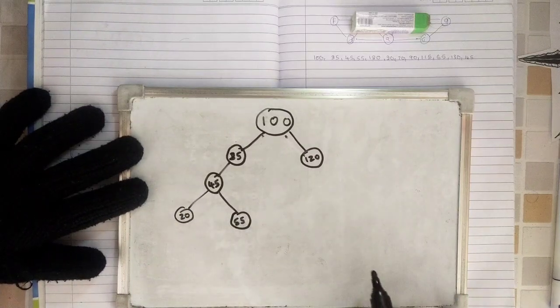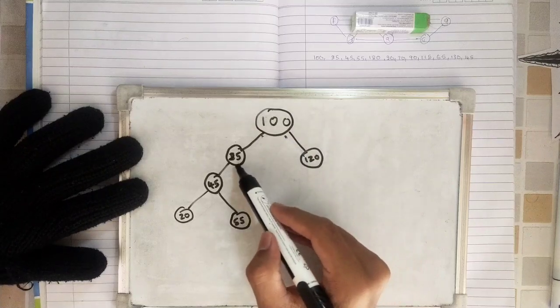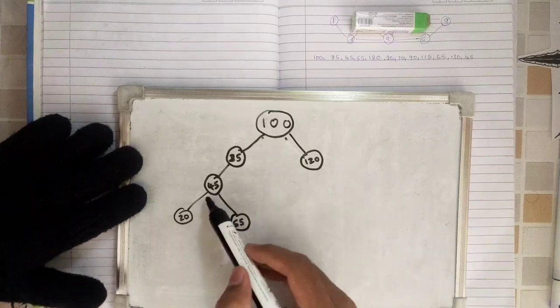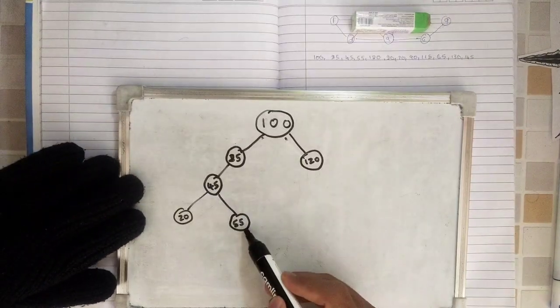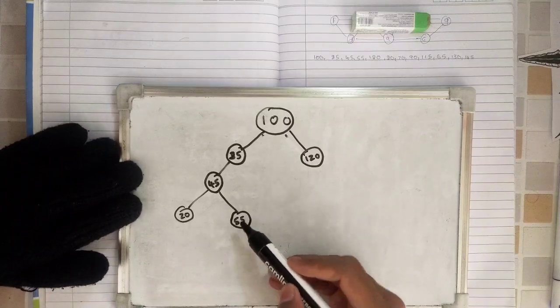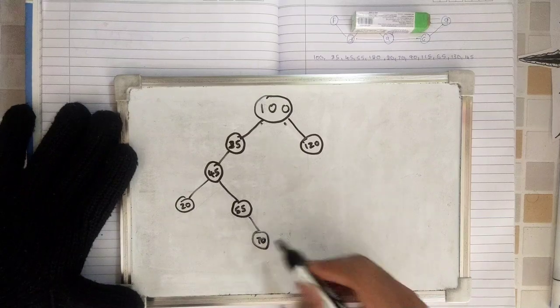Now see, I have 70. Check whether 70 is less than 100. Yes. Now check with 85, it's less. Now check with 45. My 70 is greater than 45, so I will come here. I already have a node here, so I will check whether it is greater than 55. Yes, it is greater than 55. So my 70 will come here.